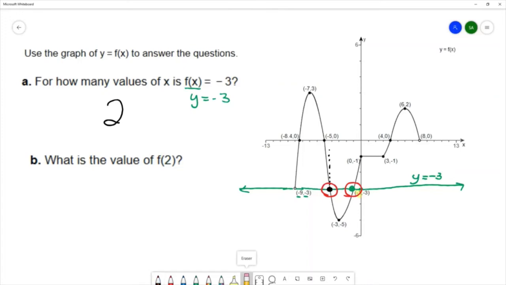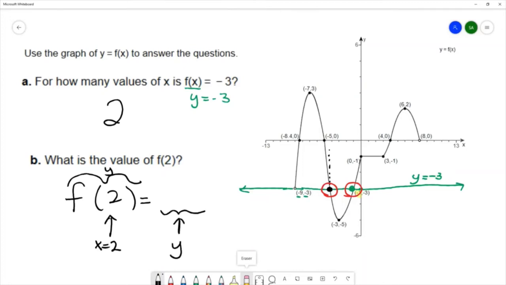And for the second part where it says, what is the value of f of 2? We have to remember what this notation means. In f of 2, 2 is my x, and the entire notation f of 2 is my y. So it's asking me, what is the y value when x equals 2? So I'm going to go to my picture. I'm going to find an x value of 2, and I'm going to go over to the graph to see what that y value is. And that y value is -1. So f of 2 is -1.